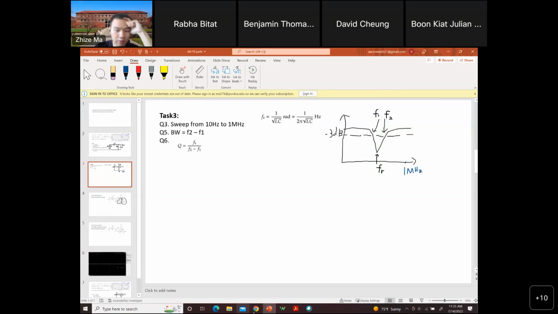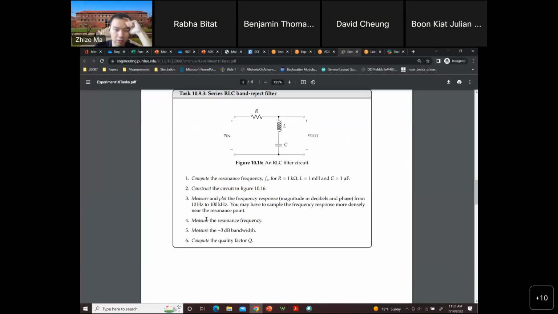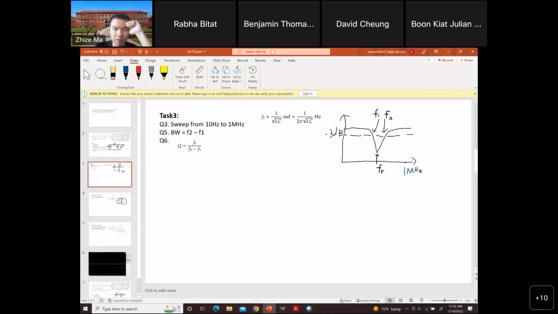After you get this plot, you're going to measure the resonance frequency and the bandwidth, and also compute the Q factor. First of all, where is the resonance frequency? It's the lowest point of this magnitude response. This point right here, that's the resonance frequency. You can use the cursor I mentioned to measure the resonance frequency.